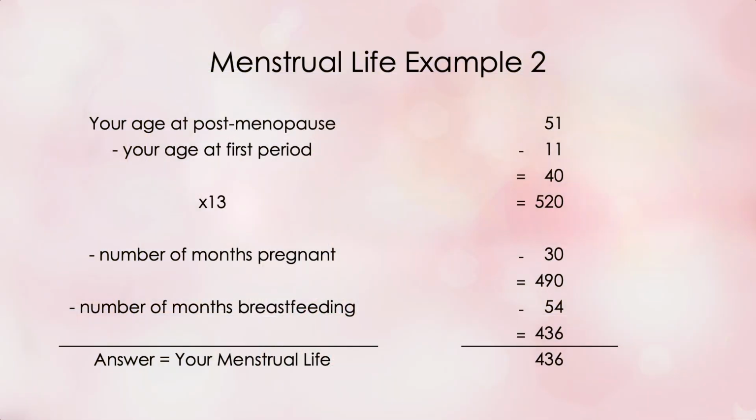For example number 2, let's say you became postmenopausal at age 51, had your first period at age 11, had your first full-term pregnancy at age 32, had 3 full-term pregnancies, and breastfed each child for 18 months, totaling 54 months. Your menstrual life would be a total of 436, making you high risk for breast cancer. And here's how that calculation would look.